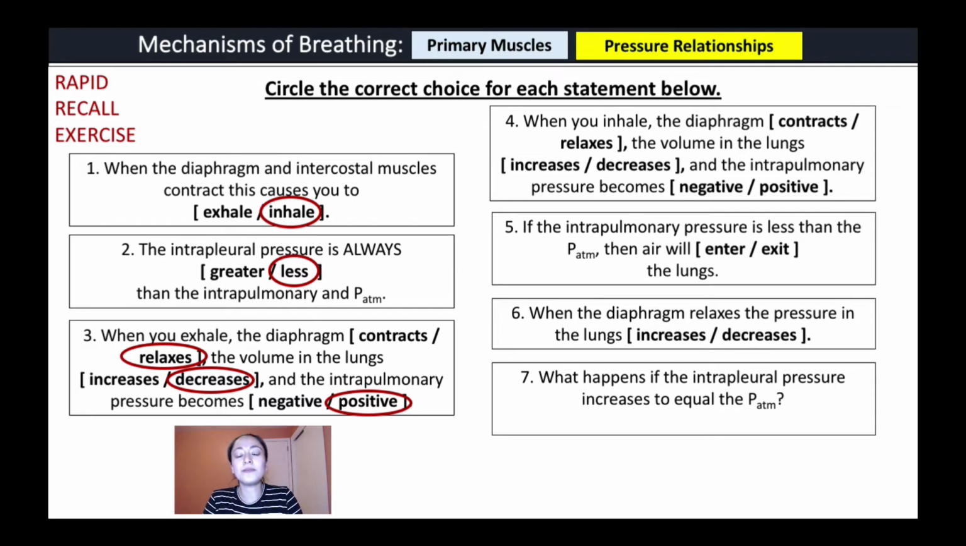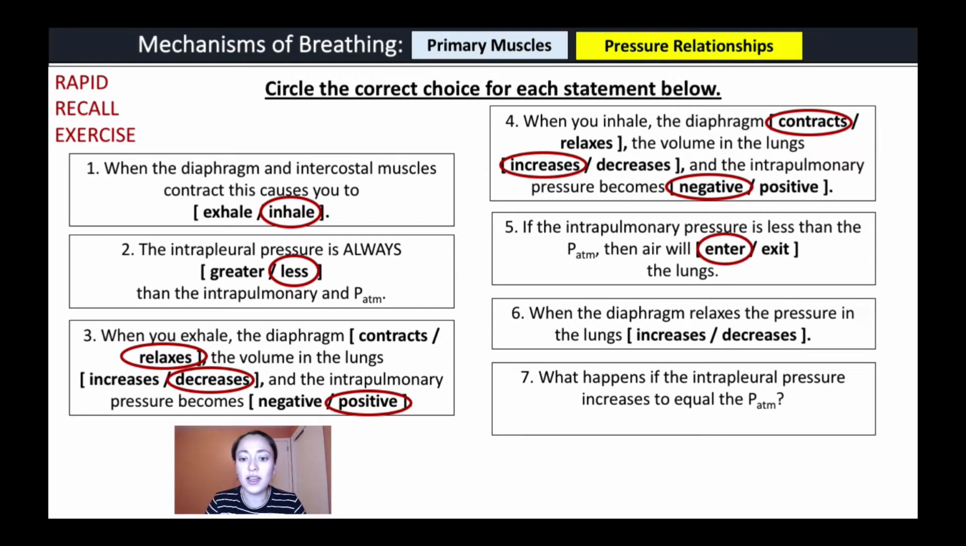When you inhale, the diaphragm contracts, because that's a lot more work. The volume in the lungs increases, and the intrapulmonary pressure becomes... increasing the volume, pressure goes down, so it's going to become negative. If the intrapulmonary pressure is less than the atmospheric pressure, then air will enter or exit the lungs? Well, I know pressure always goes from an area where there's more pressure to where there's less pressure, so air must enter my lungs.